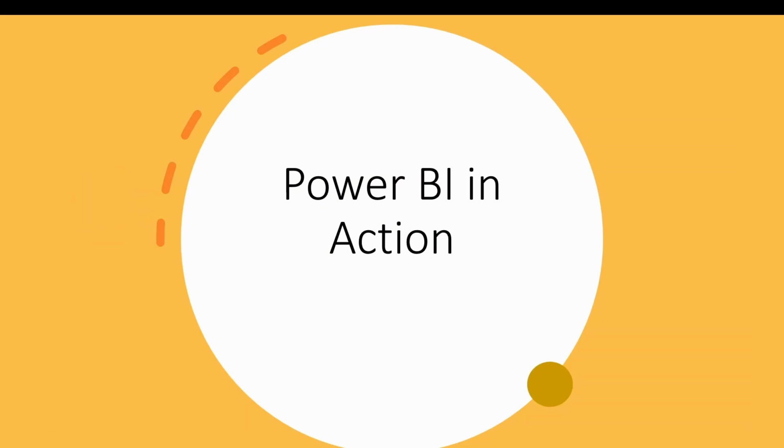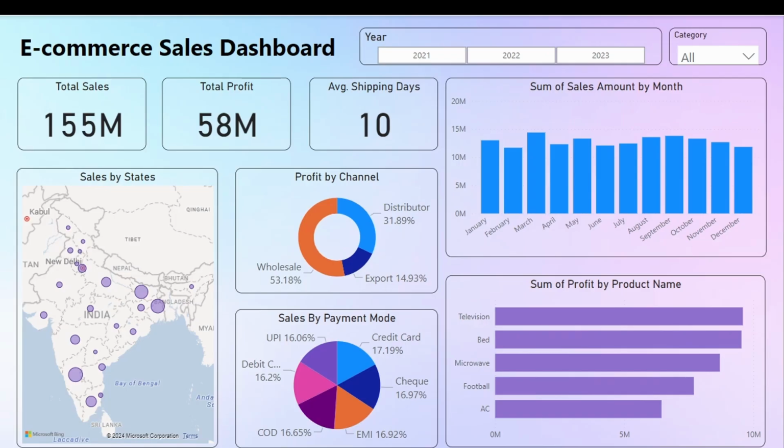So let's see Power BI in action. In today's session, we will build this dashboard for e-commerce sales. Here you can see total sales, total profit, average shipping days, sales amount by month, and profit by product name, which is showing the top 5 products. There is a profit by channel, sales by payment mode, and sales by state. Along with this, it also has some slicers based on the year and category.